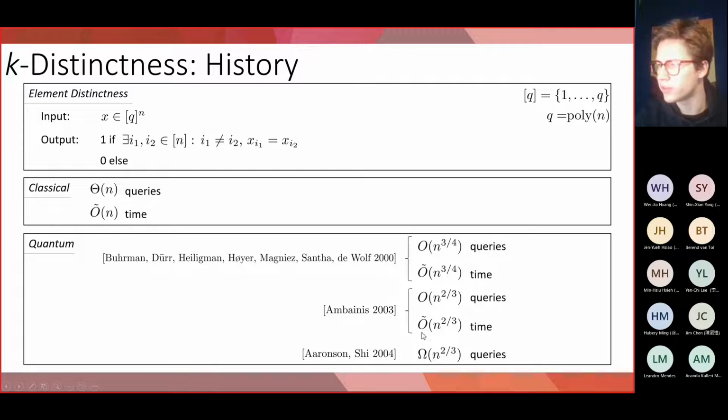So I will be using this. Okay, can you see my mouse on the screen? Can you see it's moving? No, we can't see your mouse.